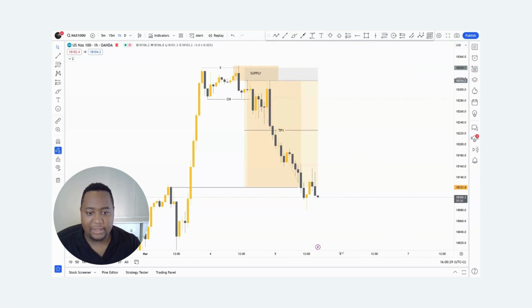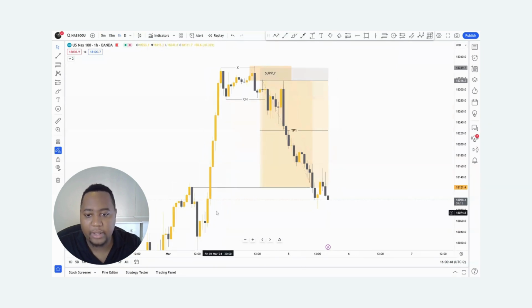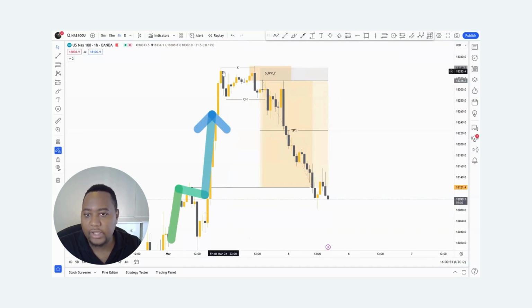Okay, so the first step that I always need from the market is to give me this here. This is called a change of character. Some of you call it market structure shift. Basically it means that we should be in an opposite trend. For example, in this setup here, we're in a bullish market. As you can see, it was a very strong bullish rally.